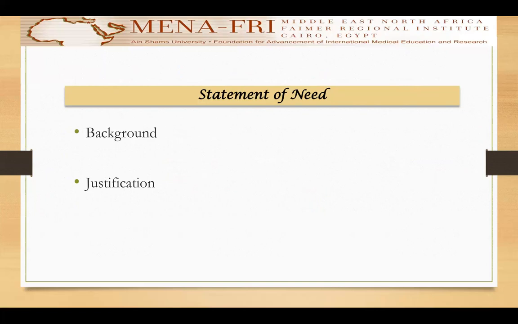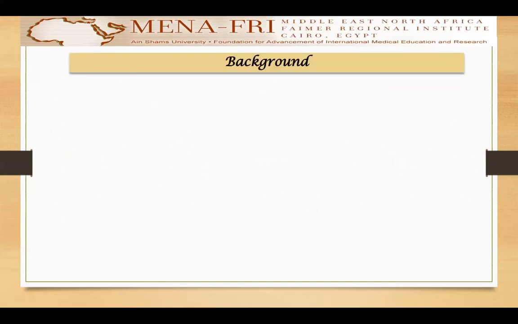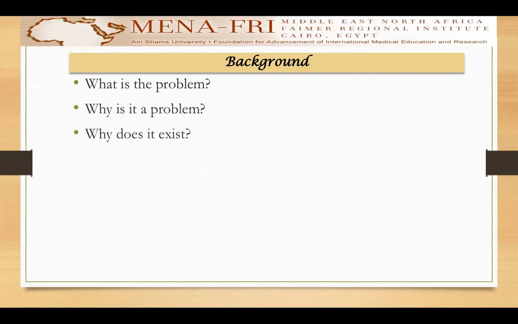In order to put all this together, we call it a statement of need. A statement of need has a little bit of the background of the problem and the justification on why you want to tackle this problem. The background part of the proposal gives you an opportunity to talk a little bit in depth about the problem and say why it's a problem. Why do you think it exists?